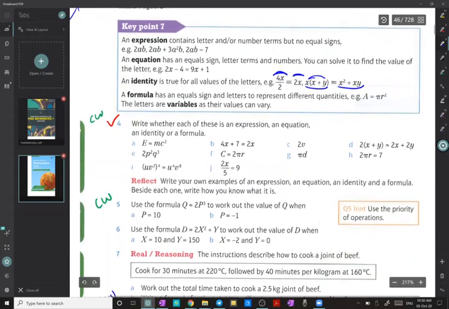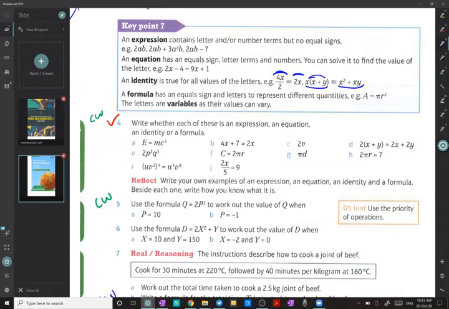A formula has an equal sign, but it's not an equation. A formula has an equal sign and letters to represent different quantities. So when you are going to work with a formula, you are going to have many variables in it, and sometimes they will ask you to find the value for, let's say, a, which is the variable in this equation, and they would give you r. So let me give you another example.